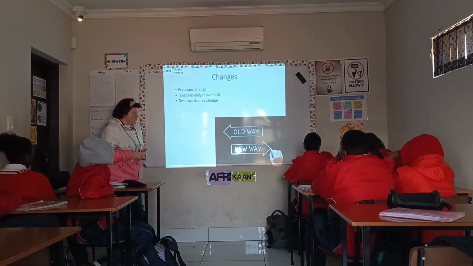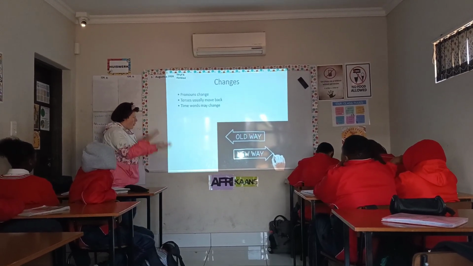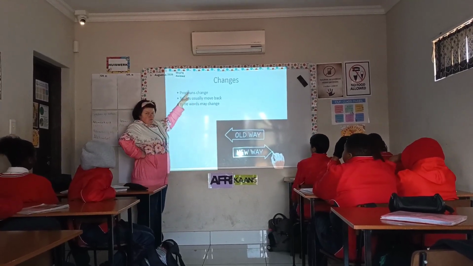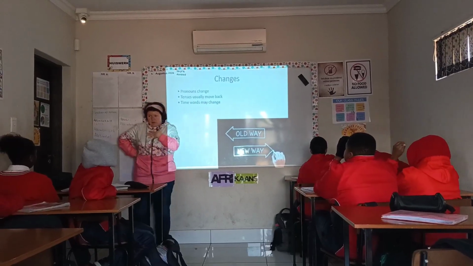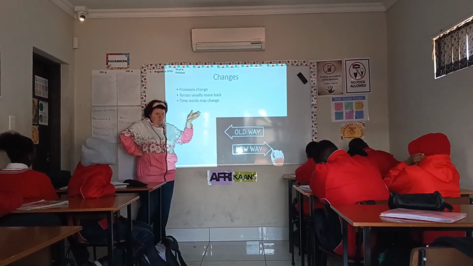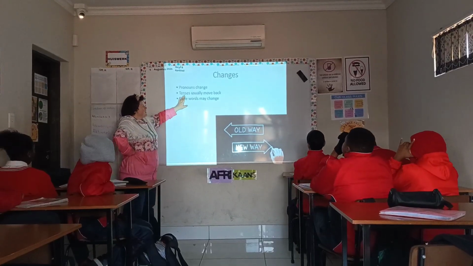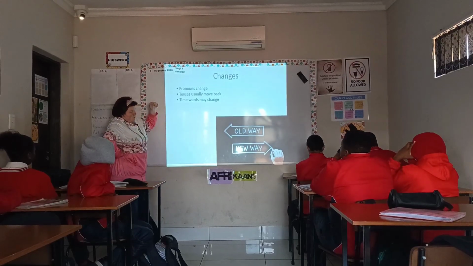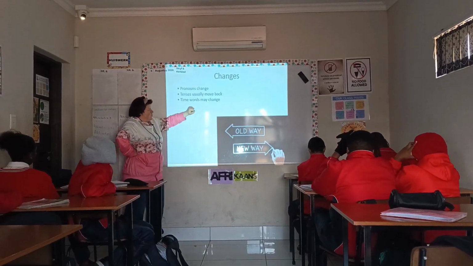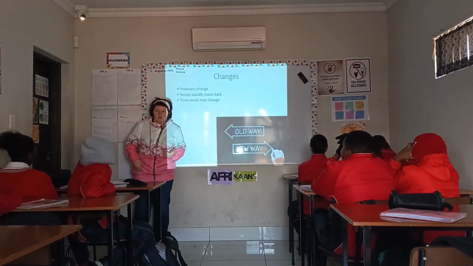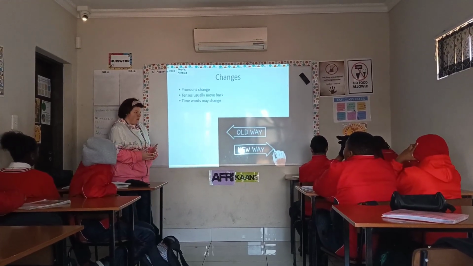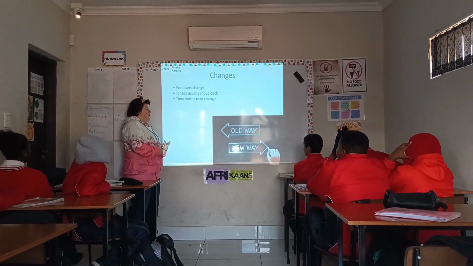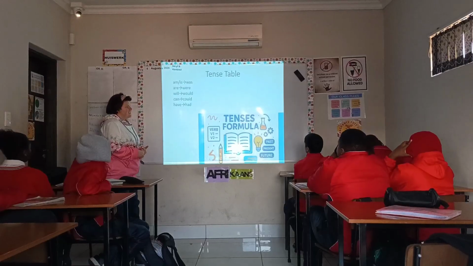Right. Then let's look at what the changes are from the old way to the new way. So the pronouns change from I and me to them and they and we, and the tenses usually move to the back, like we saw the tense was at the back. And then the time words may change. Is becomes was, was becomes were. Everybody with me? Yes. Any questions? All good? Yes. Then we see we have a tense table.